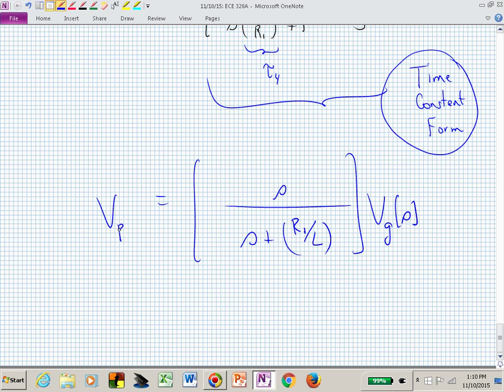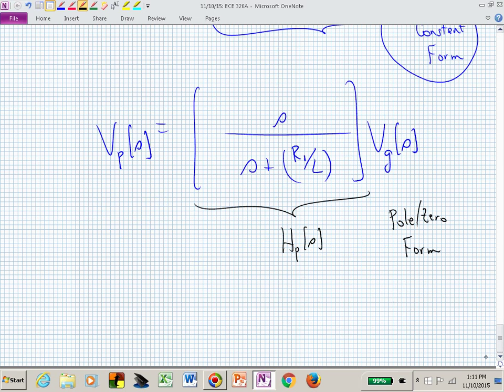Here is V sub P of S. And let me call this H sub P of S, because this isn't the total transfer function of that circuit. Now it's just the subcircuit between the input and that non-inverting terminal of my op-amp. This is the pole zero form.